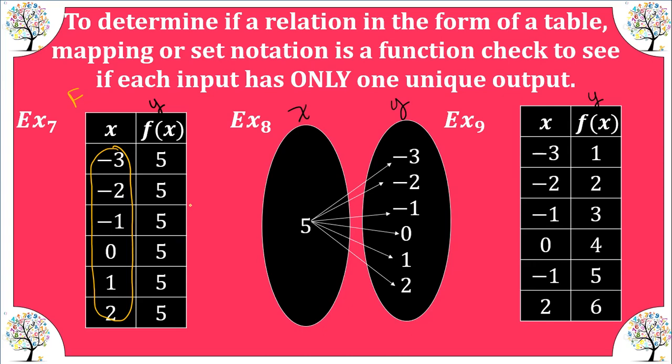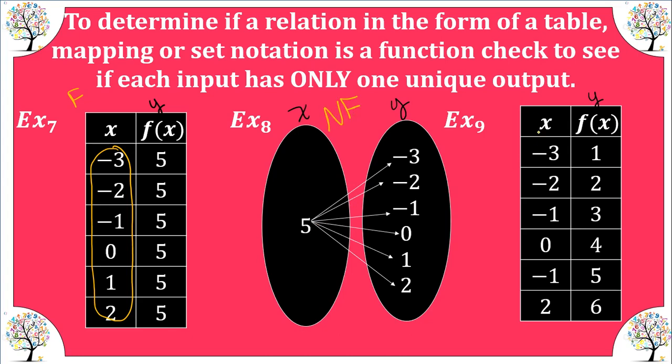It's just like if our vending machine was loaded with just waters, no matter what code I put in, I would get a water. In this example, I have 5 with an output of -3. It also has an output of -2. It has more than one output, so this is not a function.